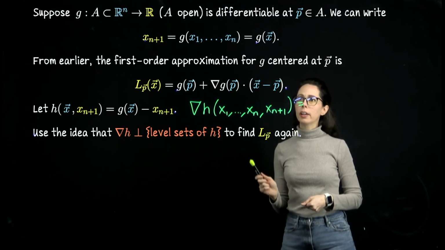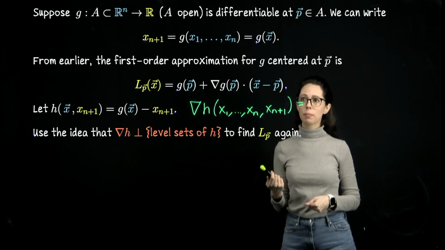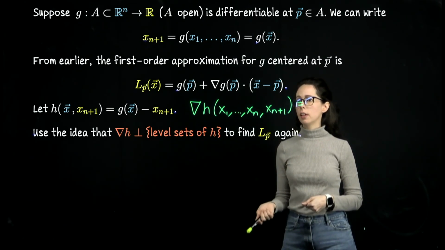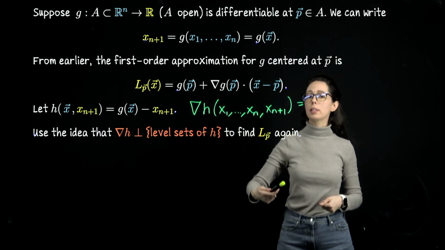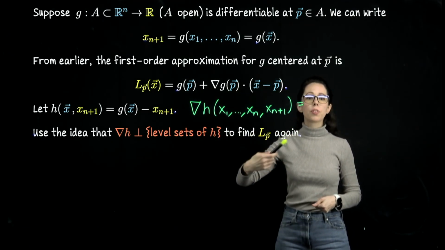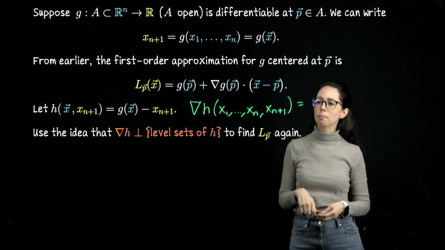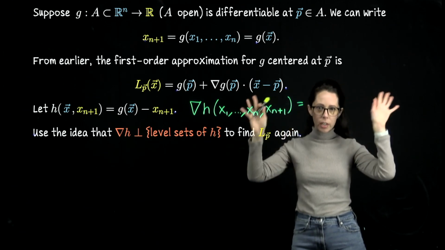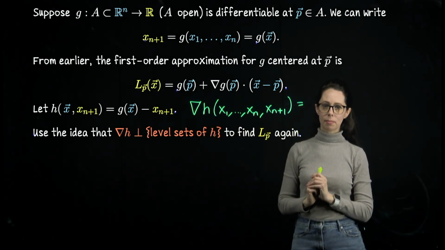Blue here represents n tuples in the original domain for g, so that's R^n. And then the yellow is scalars. What I want to emphasize here with the inputs for h is that that's just an n+1 tuple. It's the vector x from R^n with this n+1th coordinate tacked on at the end. Okay, forget about g for just a moment. Go ahead and compute the gradient of h.